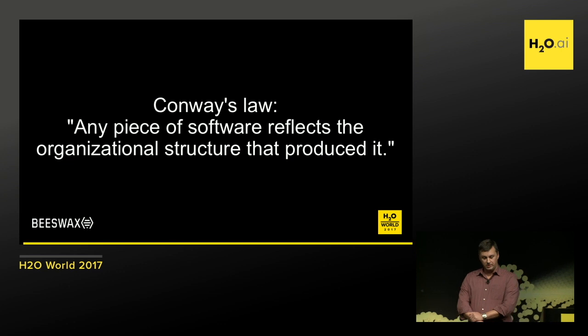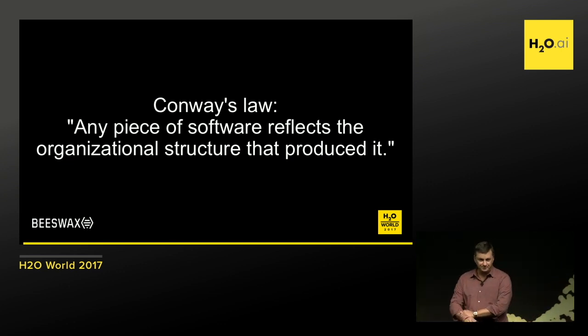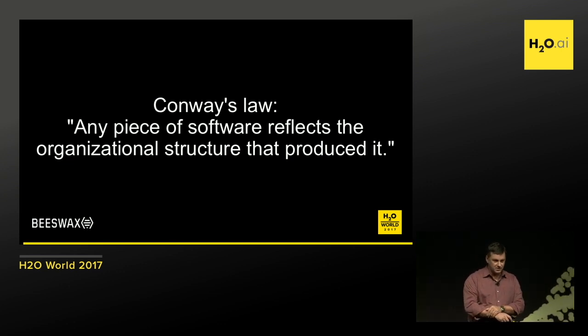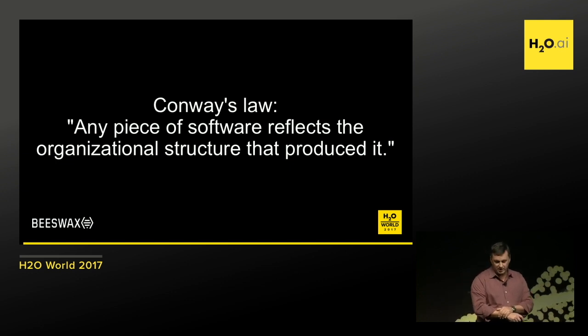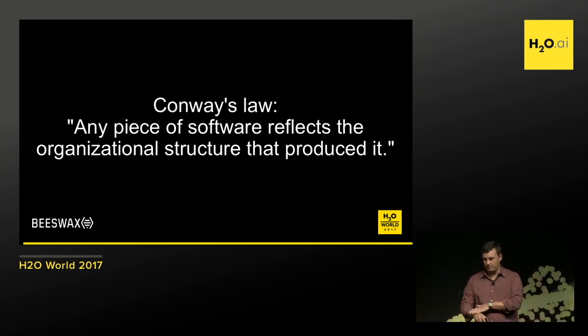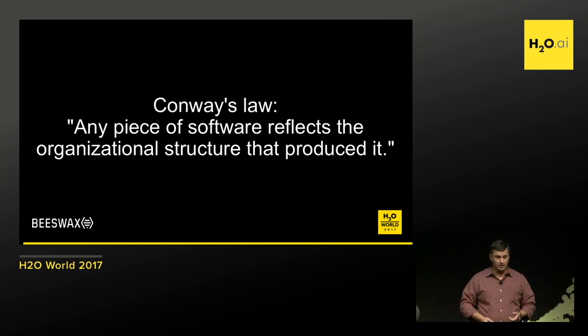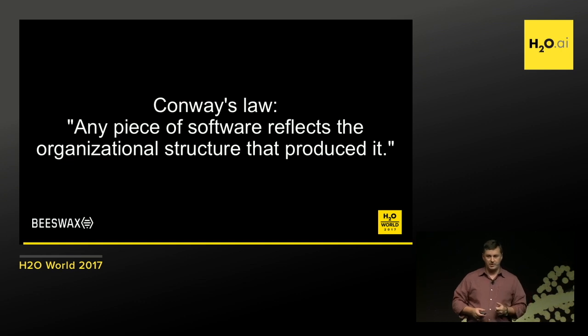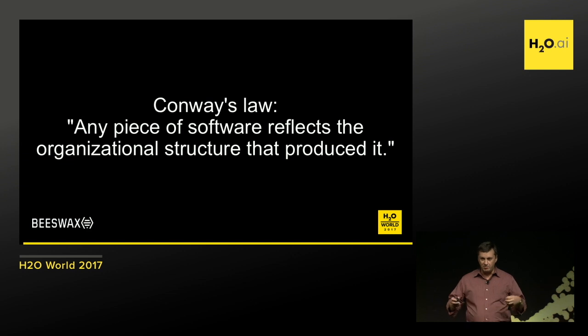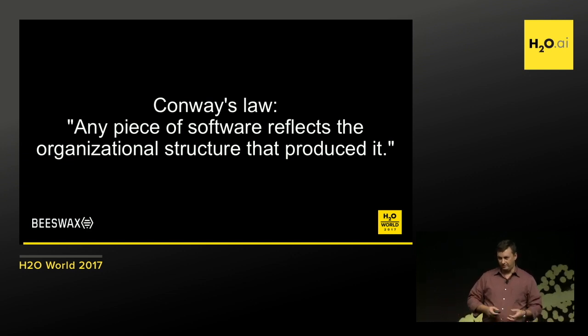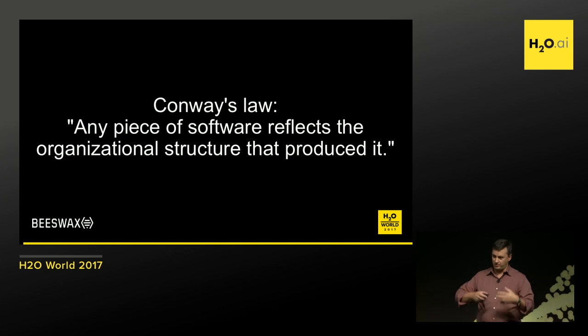So this is technology. Let's talk about people. There is Conway's law. This is straight from Wikipedia: any piece of software reflects the organizational structure that produced it. If you have two teams in an organization, and one of them has the task of building a system, what tends to happen is that that team will design the system in a way that minimizes the dependencies on other teams, because they don't control the resources, because the priorities are different. And that happens all the time.